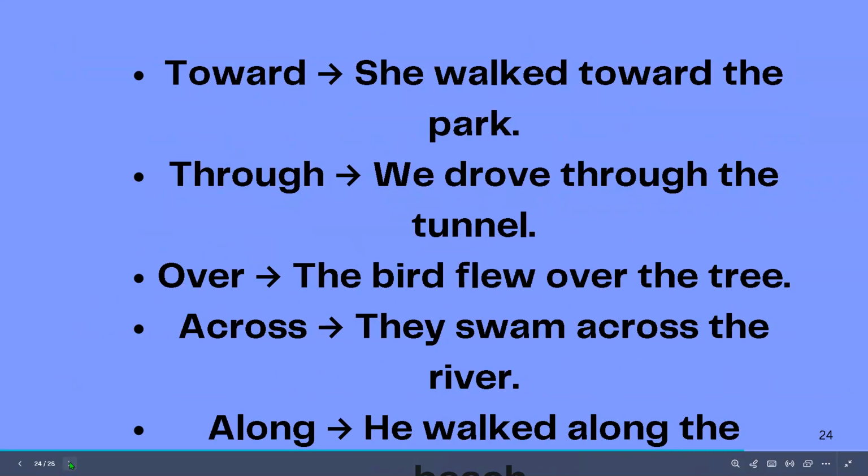Toward, it is showing the direction. She walked toward the park. In which direction did she walk? Towards the park. Through, we drove through the tunnel. So, where did we drive? Through the tunnel. Over, the bird flew over the tree. So, over is the preposition here. Across, they swam across the river. So, across is the preposition. Along, he walked along the road.